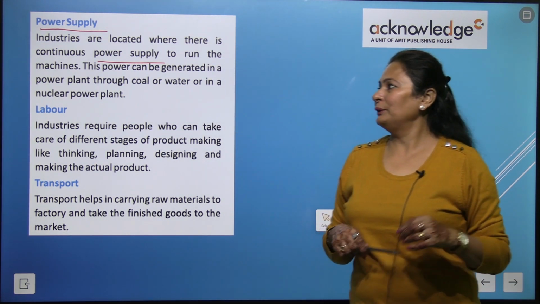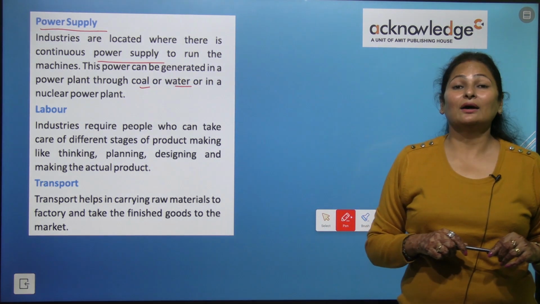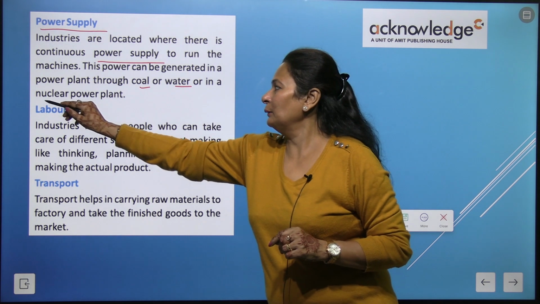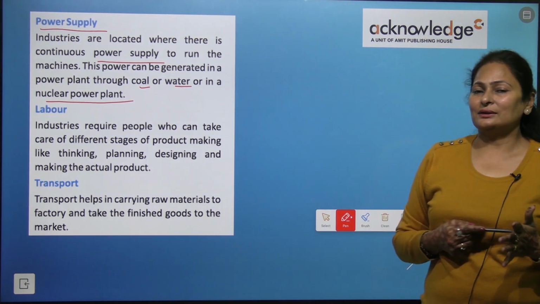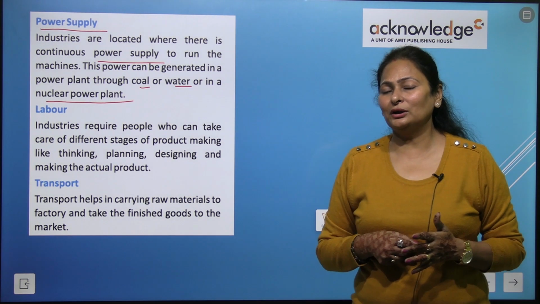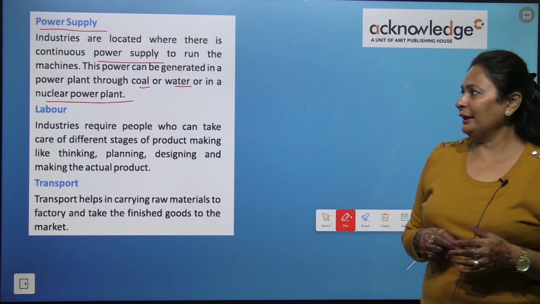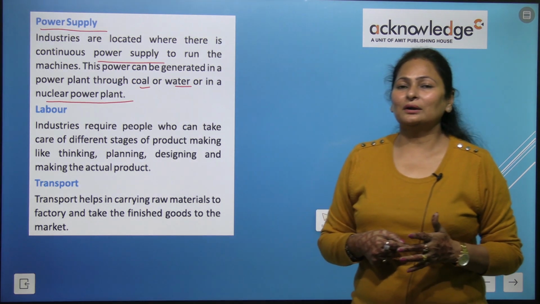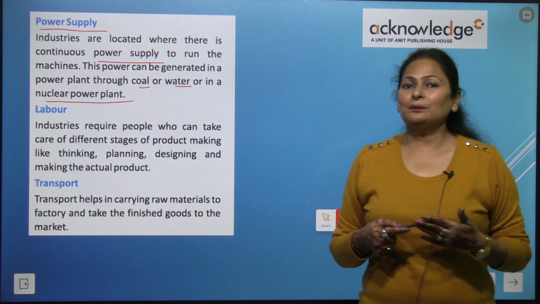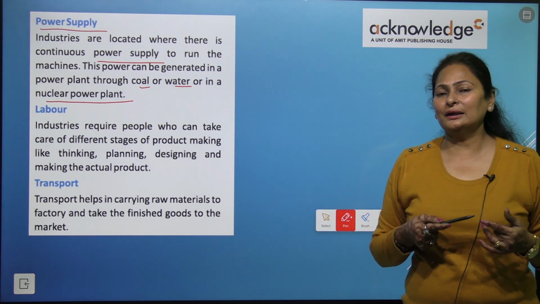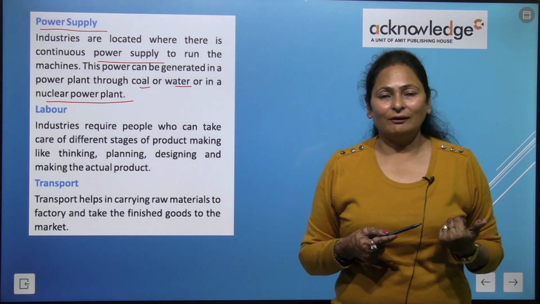So electricity can be generated in power plants through coal or water, or in a nuclear power plant, which is the other way through which we generate electricity. We will learn about the nuclear power plant in the upcoming chapters or in the higher classes, right? So coal, water and nuclear power plants are the ways by which we get electricity. So we set up industries where a continuous supply of power or electricity is available.